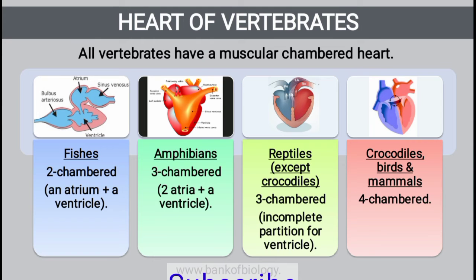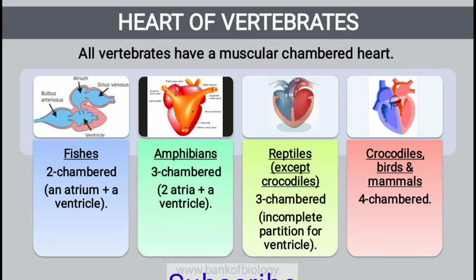Heart of vertebrates. All vertebrates have a muscular chambered heart. Fishes have a two chambered heart, an atrium and a ventricle. Means to say one atrium and one ventricle is present. Whereas amphibians have a three chambered heart, two atria plus one ventricle. Whereas reptiles, except crocodile, have a three chambered heart with incomplete partition of the ventricle. Means to say there is no complete partition in the ventricle.